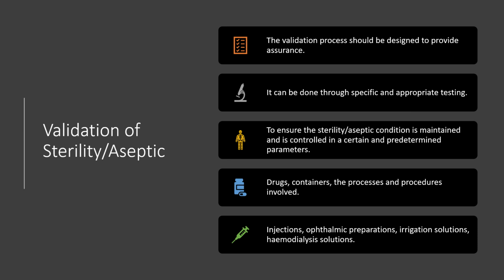Validation of sterility and aseptic conditions involves a combination of tests, including microbial testing, environmental monitoring, and process simulations. These tests ensure that the manufacturing environment remains free from microbial contamination and that the sterilization processes are effective in eliminating microorganisms. Ultimately, the validation of sterility and aseptic conditions is a comprehensive process aimed at guaranteeing the safety and efficacy of pharmaceutical products. By adhering to strict validation protocols and conducting thorough testing, pharmaceutical manufacturers can uphold the highest standards of quality and ensure the well-being of patients worldwide.